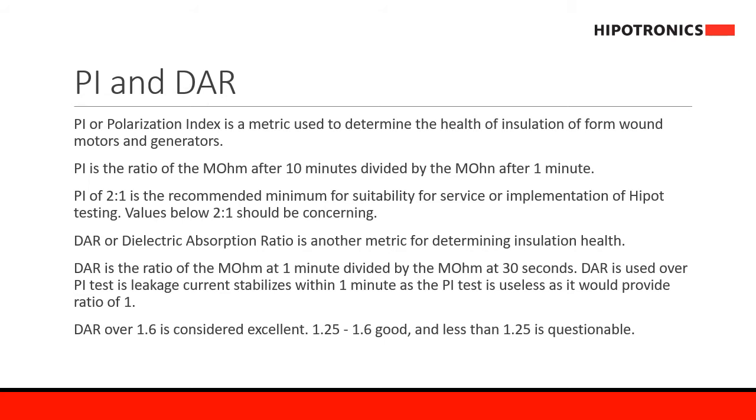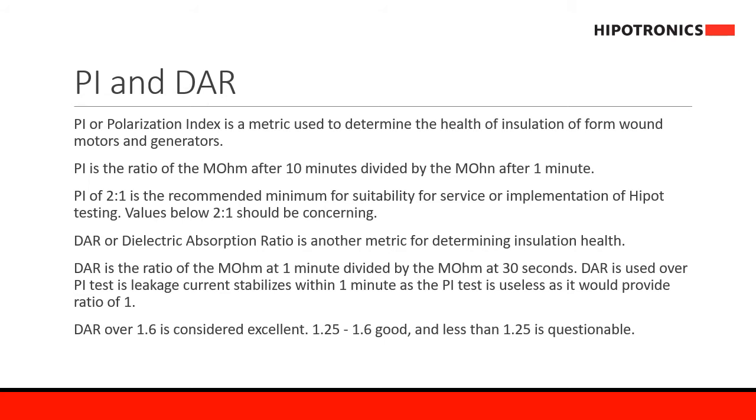On the other hand, the dielectric absorption ratio is another metric for determining the insulation health. It's the ratio for megaohms at 1 minute divided by the megaohms at 30 seconds. When the measured leakage current stabilizes within 1 minute, operators usually use the DAR test. If this happens, the 10 minutes PI test is useless because the ratio is 1.